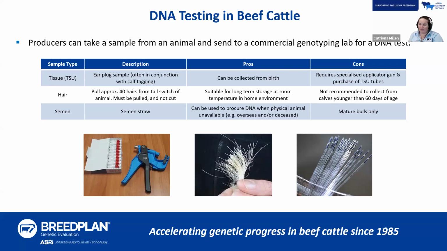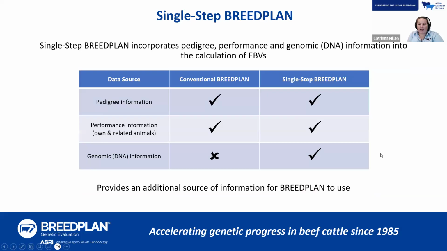And then the third type we see commonly used is semen through a semen straw. The advantage of that is we can often get semen samples when the physical animal is unavailable. So it might be an overseas bull that you've brought in as AI straws, for example, or it might be deceased. The downside is that's only applicable for mature bulls. So three sample types that are commonly used. And then, for those of you that have single-step BREEDPLAN, we can use the DNA information alongside pedigree and performance to calculate BREEDPLAN EBVs.